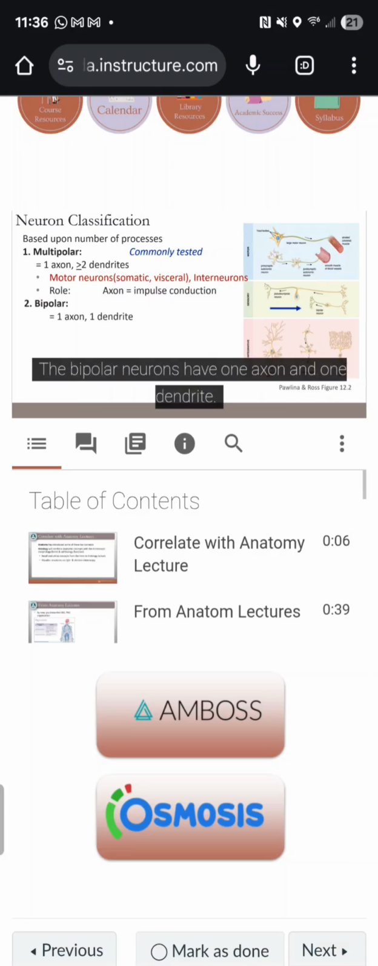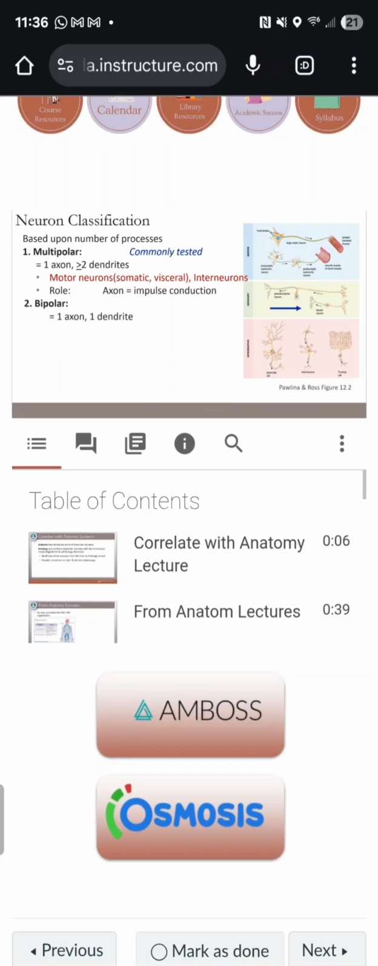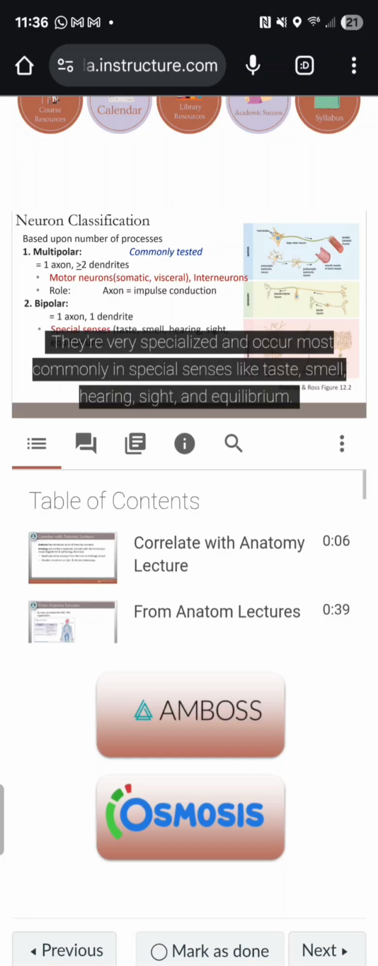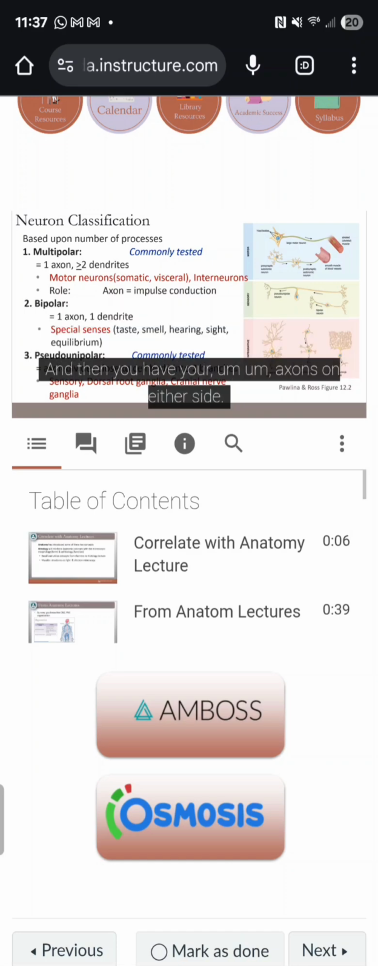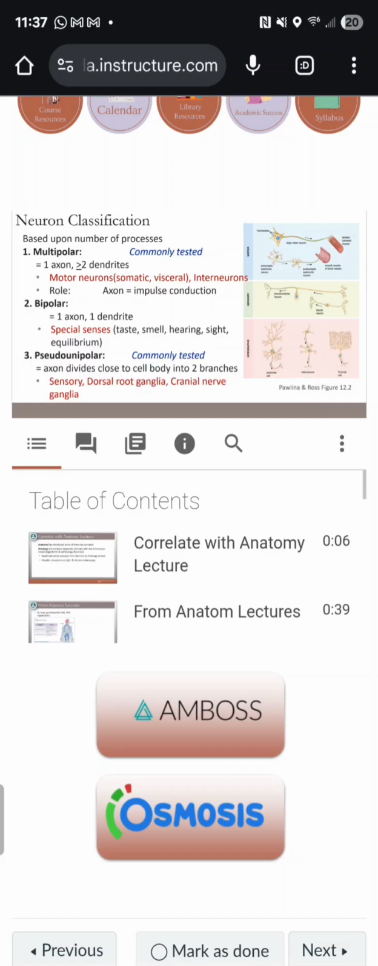The bipolar neurons have one axon and one dendrite. They're very specialized and occur more commonly in special senses like taste, smell, hearing, sight, and equilibrium. Pseudo-unipolar are commonly also tested. These axons divide close to the cell body into two branches. So it's basically one cell body in the middle, and then you have your axons on either side. This is usually seen with sensory, dorsal root ganglia, and cranial nerve ganglia.